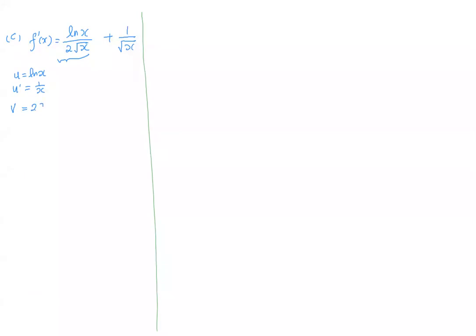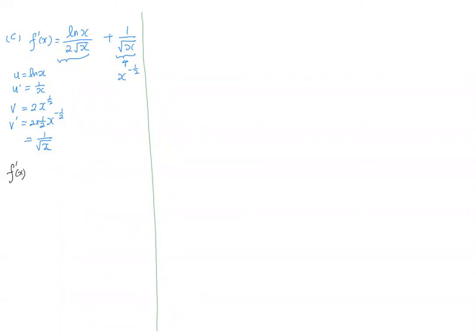So 2 times x to the power half. So v prime will be 2 times half x to the power negative half. So this will be 1 over root x. Then for this part, you look at it as x to the power of negative half. Okay, so that is how you see the things. Then now you put down your f prime x.